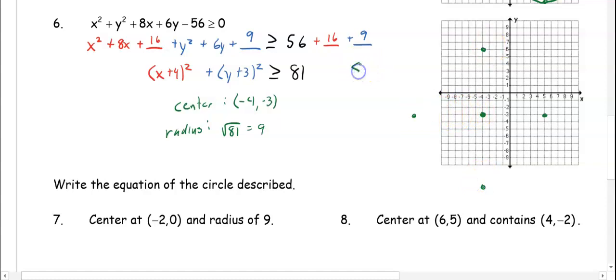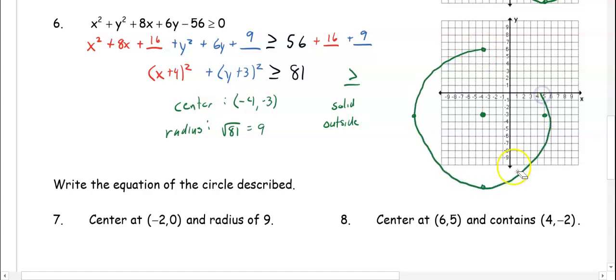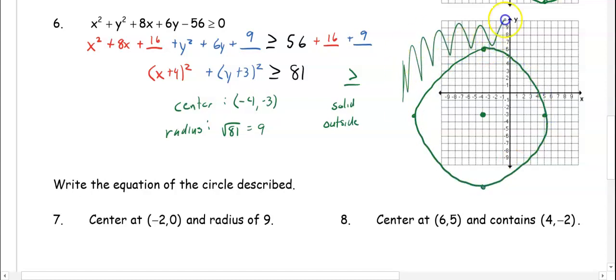Now, because it is a greater than or equal to, because of the bar underneath, it is a solid line because we're including the points on the circle, and because it's greater, we are going to shade outside. So we're going to connect this as a big circle. And then we're going to shade outside.